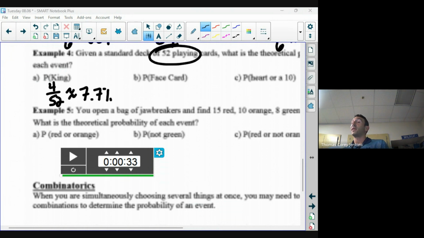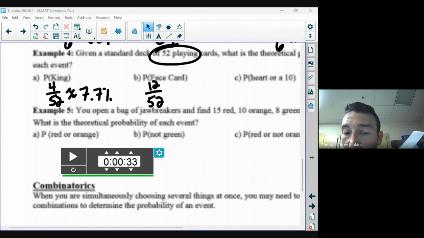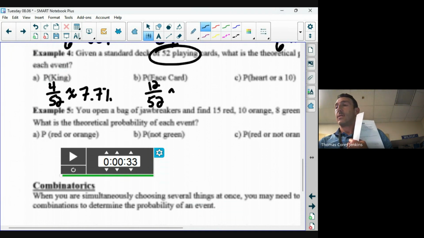All right, so probability of a face card. Anybody know how many total face cards there would be in a deck? 12, that's right. So 4 kings, 4 queens, 4 jacks. So that's 12. Okay, 12 out of 52, that ends up being 12 divided by 52 is about 23.1%. Okay, about 3 times the first thing.